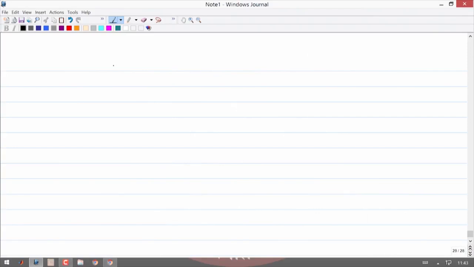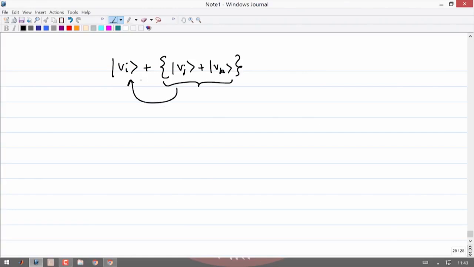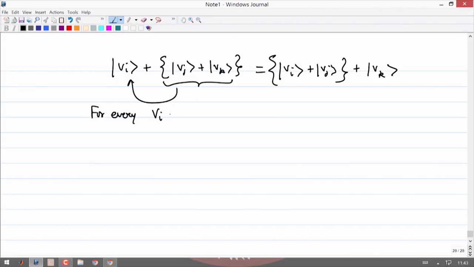Likewise, associativity: if you add two other vectors vj, vk, and then you add the sum of this to the vector vi, this is equivalent to doing the summation vi plus vj first and then adding it to the vector vk. And for every vi, we shall also have a minus vi, minus 1 times vi, such that vi plus minus 1 times vi is the null vector 0.